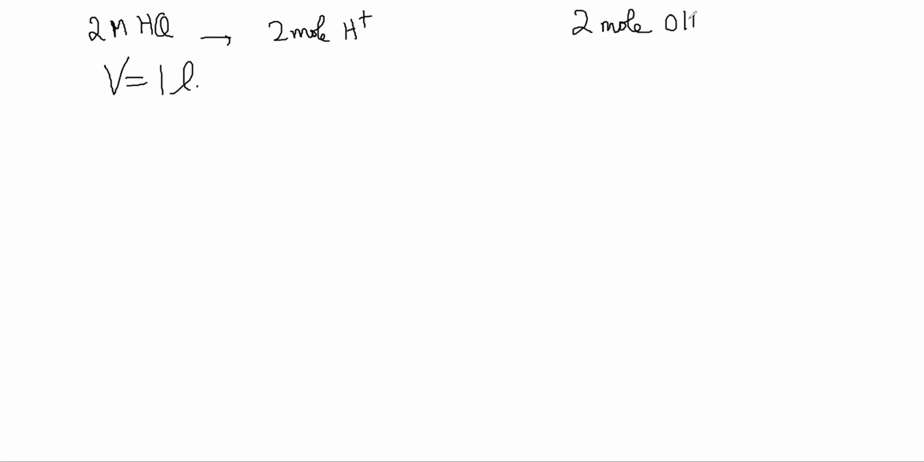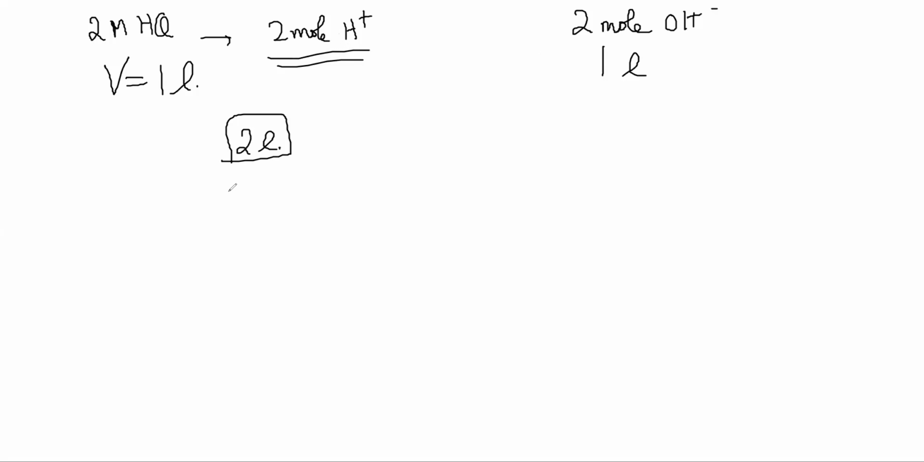Basically, both of them will dissociate immediately and give 2 molar of H3O plus and 2 molar of OH minus, so finally it will be 1 molar. Equal volumes of 2 molar HCl: take volume V, say 1 liter. So we get 2 moles of H plus, and similarly 2 moles of OH minus in 1 liter. So 2 liters final volume, and the final molarity has become 1 molar, right?